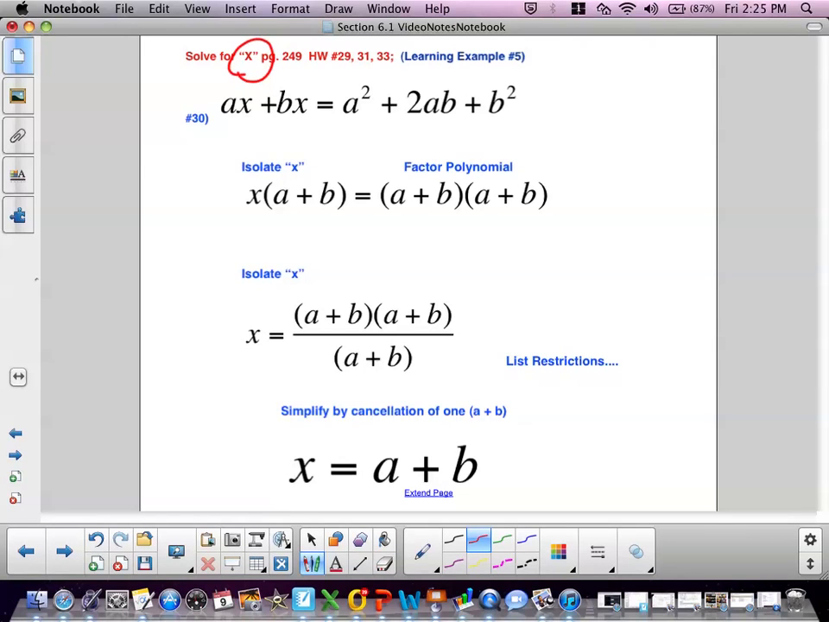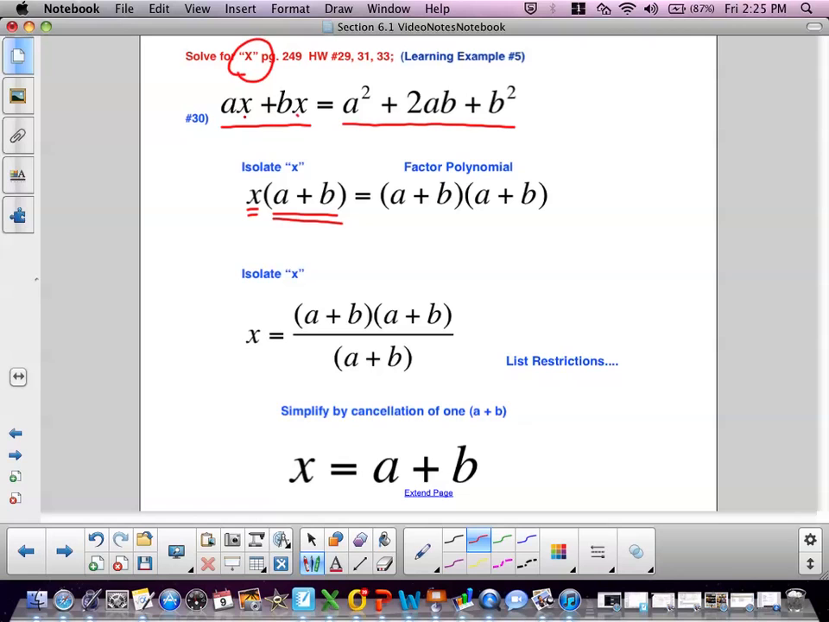Number 30 is a problem from the book, and you can see I have ax plus bx already arranged together on the same side of the equal sign, and it's set equal to this trinomial. The trinomial on the right-hand side factors as a plus b times a plus b. And when I remove the common x using the reverse distributive property on the left-hand side of the equal sign, I can see that I'm left with x times the binomial a plus b. So this is all done in an effort to isolate the x.